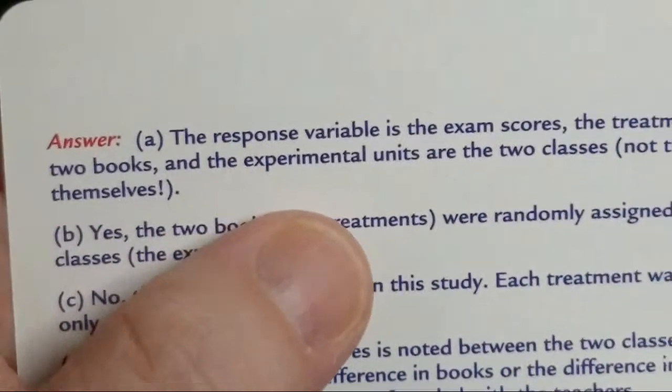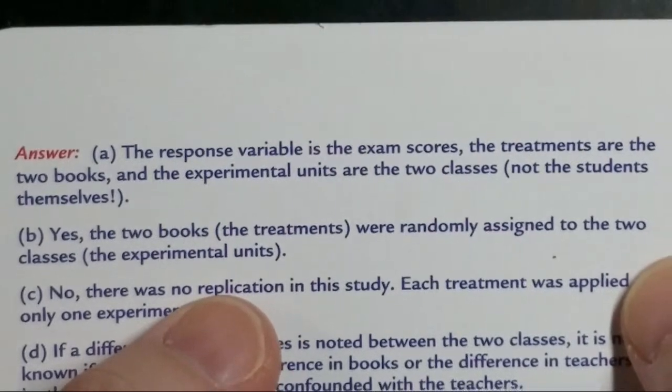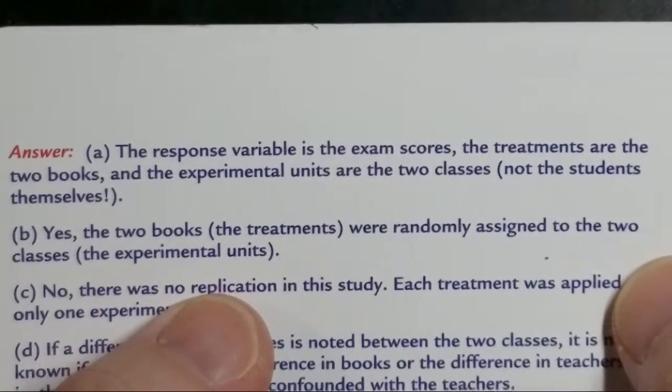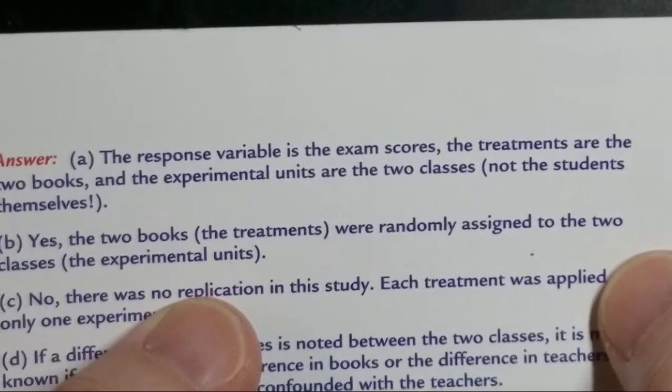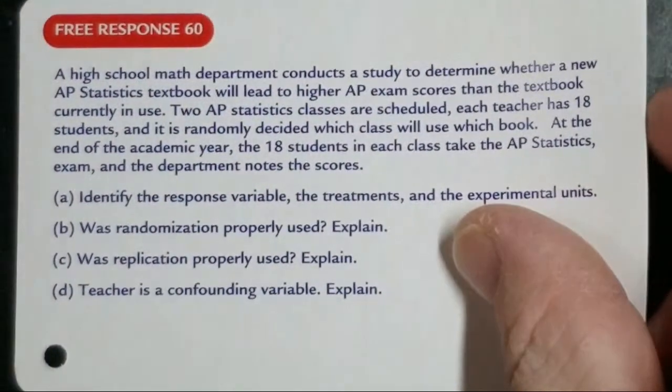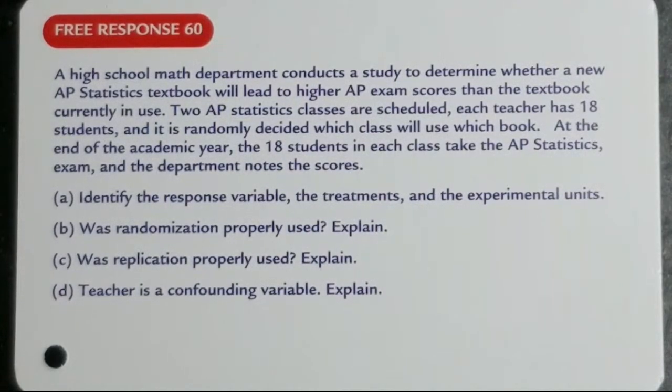Let me kind of show you on this card real quick. The response variable is the exam scores, the treatments are the two books, and the experimental units are the two classes, not the students themselves. That's a very minute distinction. I think that one could get away with saying that the experimental units were the students themselves, but the real way of putting it is actually the classes because they're averaging their scores together. Was randomization properly used? Well, keep in mind, the students taking the classes, they choose to take the classes.